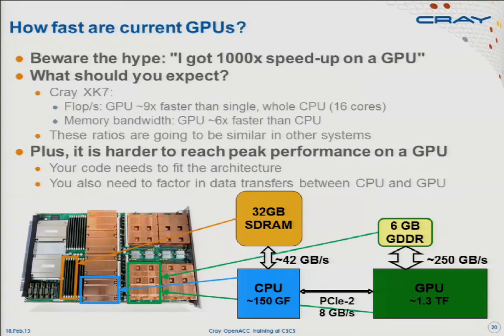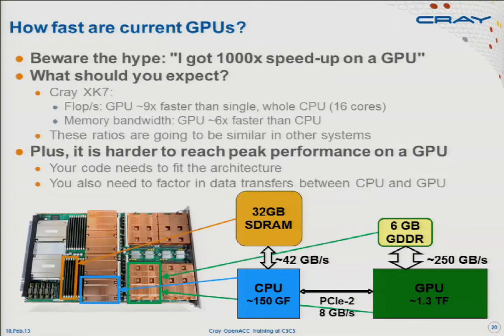So if you compare flops, GPU to CPU, it's about a factor of 9. If you compare memory bandwidth, GPU to CPU, it's, say, a factor of 6. So how much faster than the full CPU should your GPU code go? If you're seeing something in the range of 5 to 10, you're doing very well, because that's what you would expect by looking at flops for a compute-bound code or memory bandwidth for a memory bandwidth-bound code. In between, you're going to see something around there. These ratios, I'm talking here about the Cray XK7, are very similar to other systems.